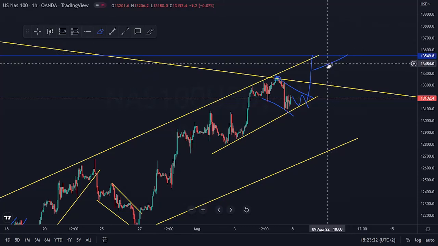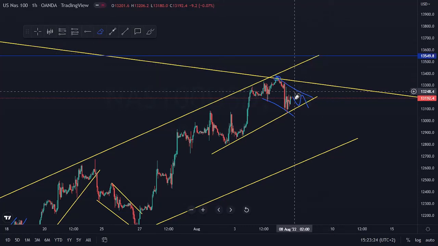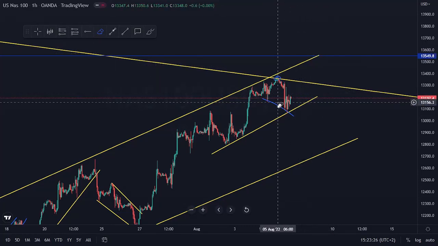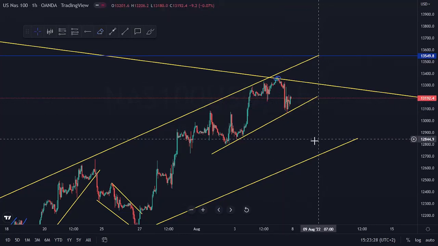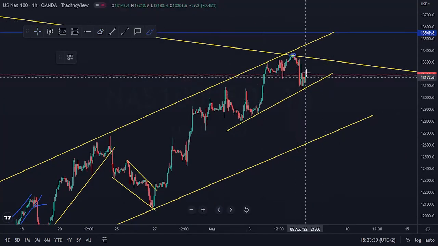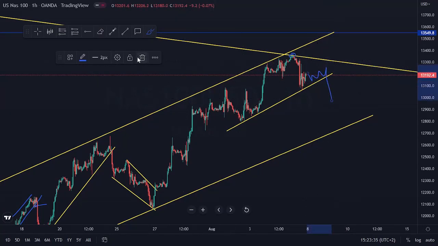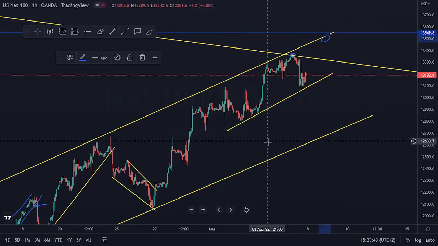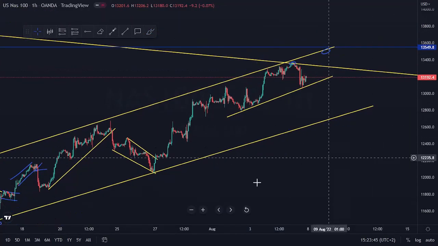If this does play out, that would be a very good setup, but the market does not work in that manner. It does not work with favorites. So it's a game of probabilities, and the most probable thing would be for the market to give us a continuation structure here. If it does not, then we wait for entry at the top there. That would be my go-to setup. So this is my analysis on Nas100.